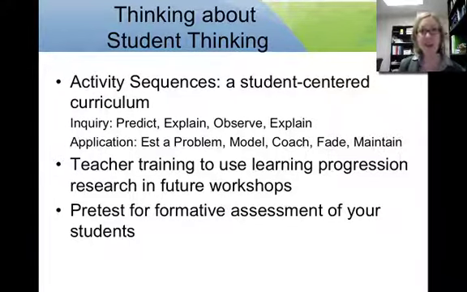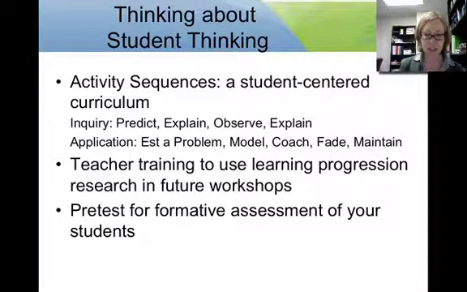I just wanted to say too, really important to Carbon Time is thinking about student thinking. Here are the three ways that we are making Carbon Time student-centered and about student thinking. The activity sequences make the curriculum a more student-centered curriculum. The inquiry activity sequence allows you to keep track of students' initial predictions and explanations and ideas about a phenomenon, and then the students compare them to their explanations after the inquiry investigation.